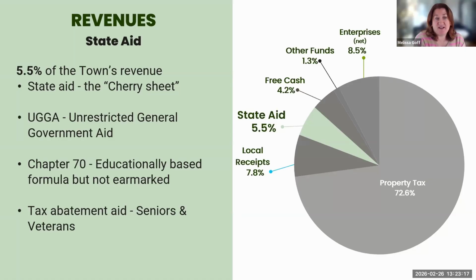Then we have other state aid for things like abatements for seniors and veterans. That's also what gets provided through what's called the cherry sheet. The cherry sheet is the term for state aid. It's an old throwback to when the state aid was provided to cities and towns. It used to be printed on a pink sheet, so it was called the cherry sheet, and it's still being referred to that to this day as well. So that's 5.5% of our revenue.